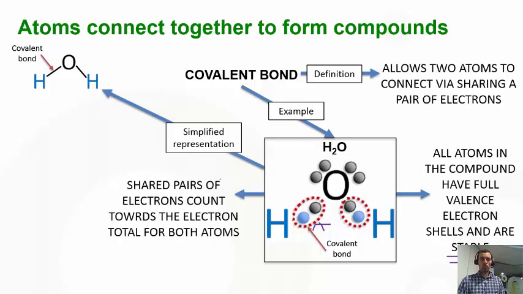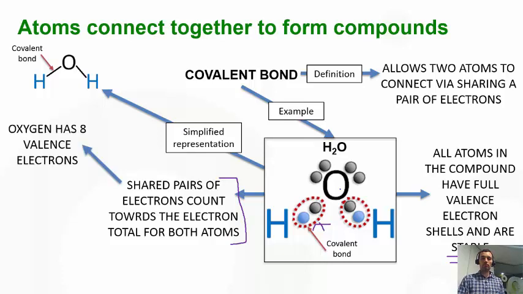And why this is so important is because these shared pairs of electrons that result from the covalent bond actually count towards the electron total for both atoms. So this electron pair in the red circle here counts for hydrogen's electrons and for the electrons in the oxygen valence shell. That's why they're called a shared pair of electrons. They count for both atoms.